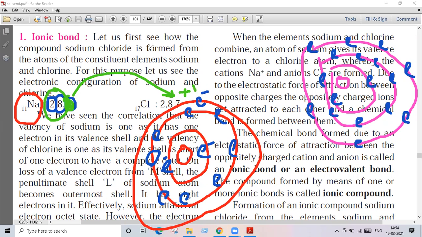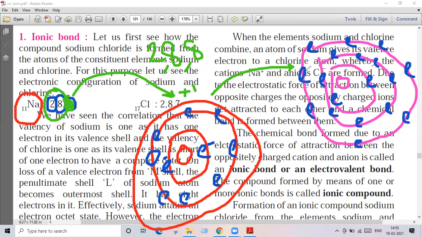So it also becomes 2, 8, 8. So chlorine becomes 2, 8, 8, so chlorine is stable. That means this 1 electron goes to this orbit. Get it? I'll show you here. So this one electron is added to the chlorine.